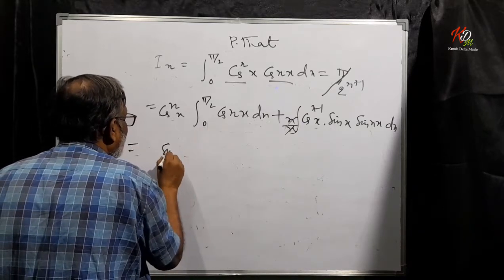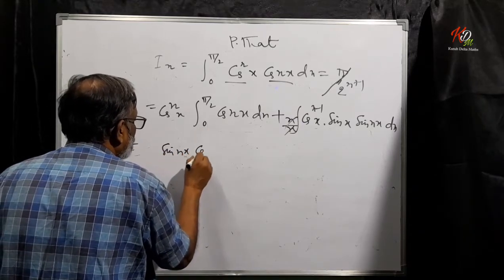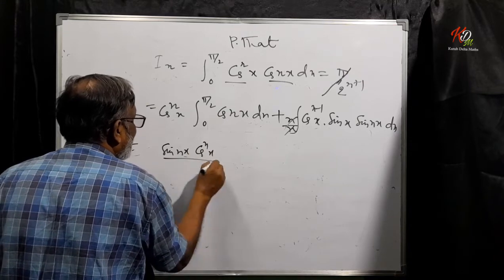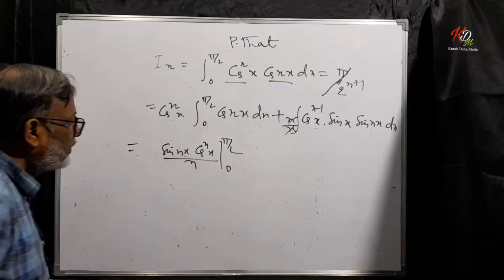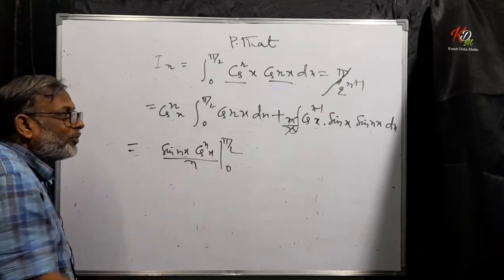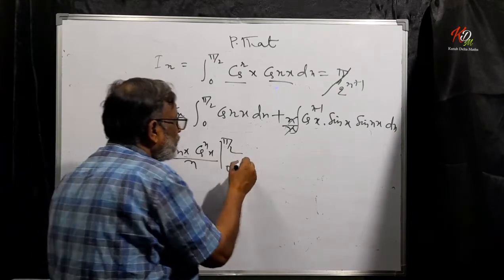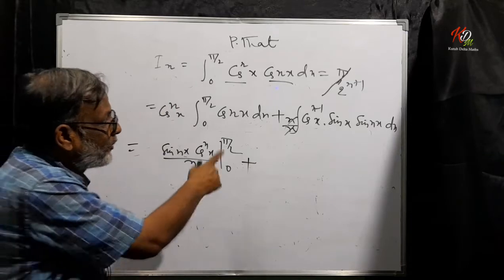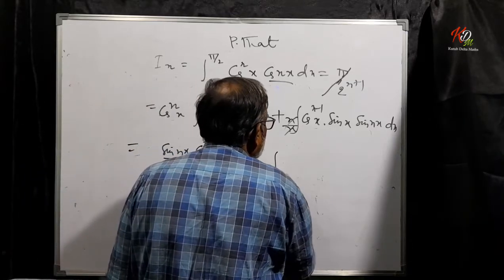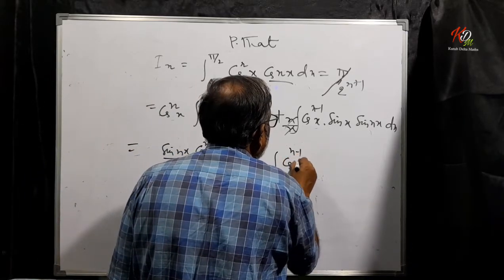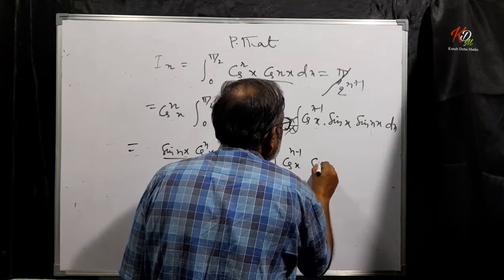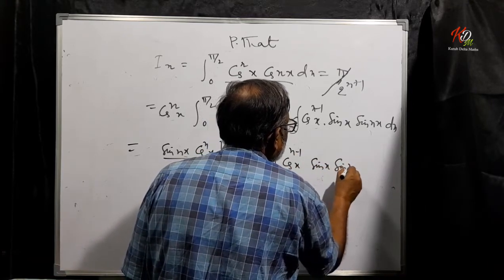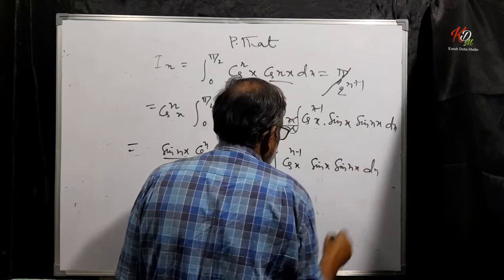So sin nx cos to the power n x by n from 0 to pi by 2. Now putting pi by 2, cos pi by 2 is 0, minus putting 0, 0. So this is finally 0. Next, cos n minus 1 x sin x sin nx dx.